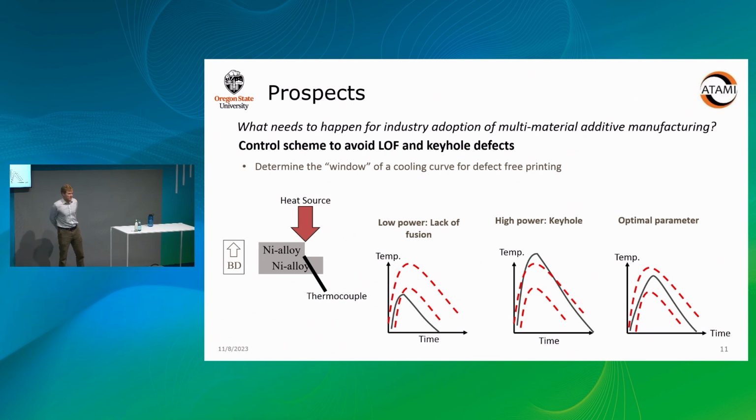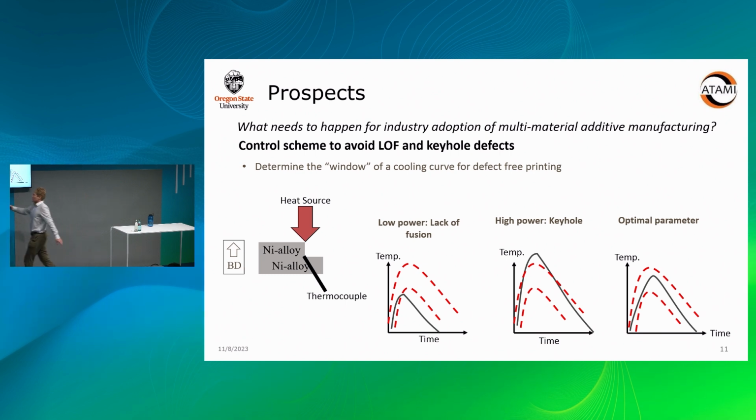So where does this all take us? What really needs to happen for industry adoption? There certainly is a motivation and a future in multi-material additive manufacturing. We want the design freedom, both from the geometric perspective and the property perspective. We want to be able to lay in which property we want, and to do that, we need multi-material additive manufacturing. To do that, I want to introduce this concept of a control stream to avoid lack of fusion and keyhole defects.